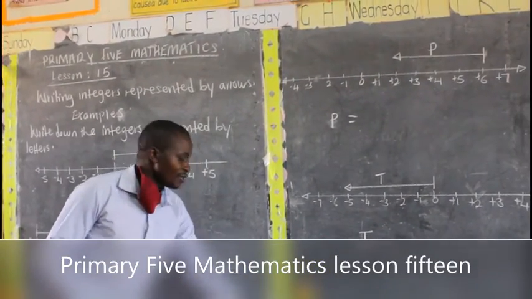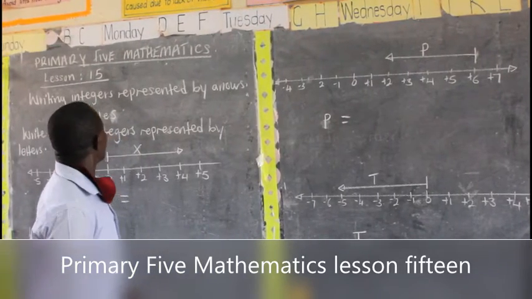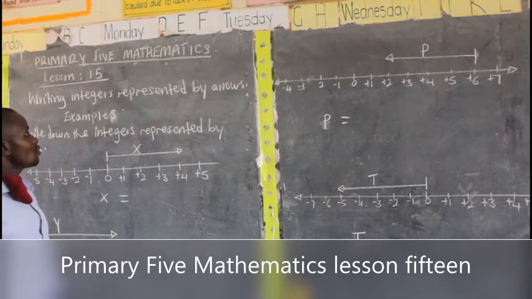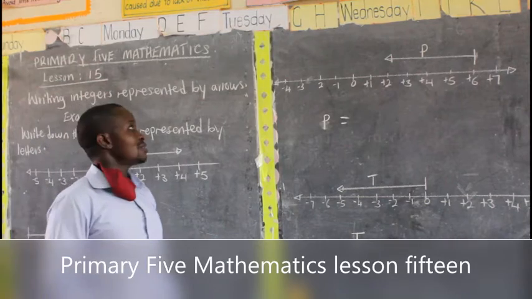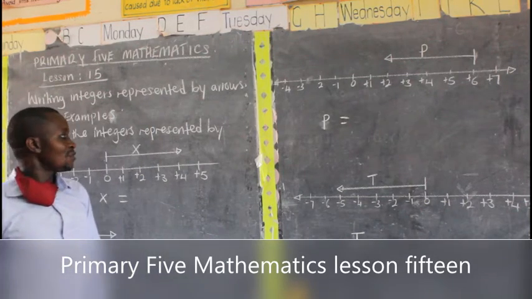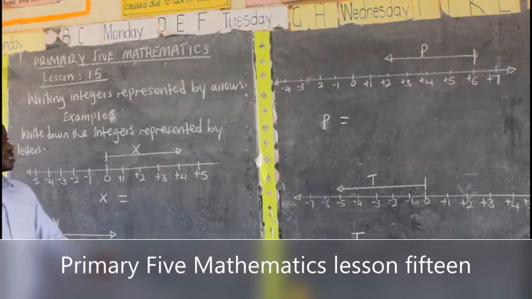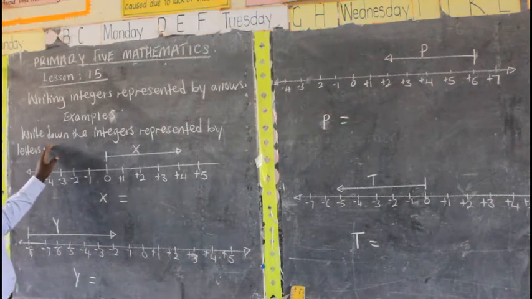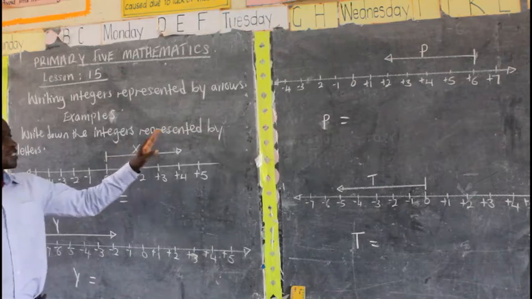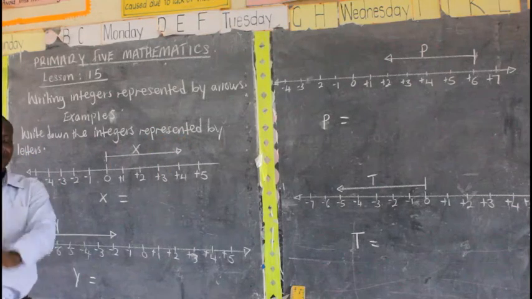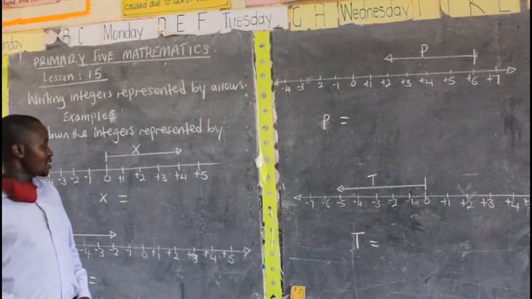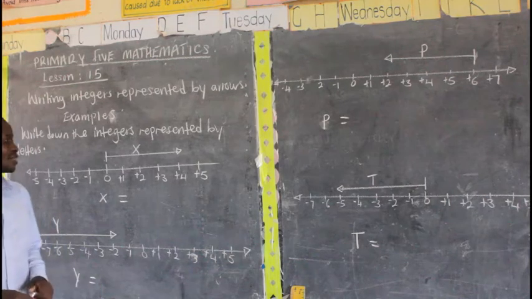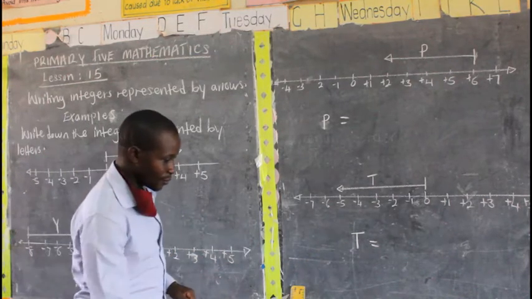And in lesson 15, we are going to look at writing integers represented by arrows. So this is an arrow, and here they are saying write down the integers represented by arrow x. Arrow x is starting from 0 and stopping in +4.